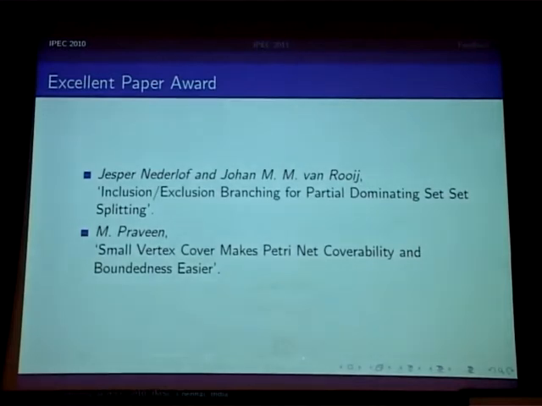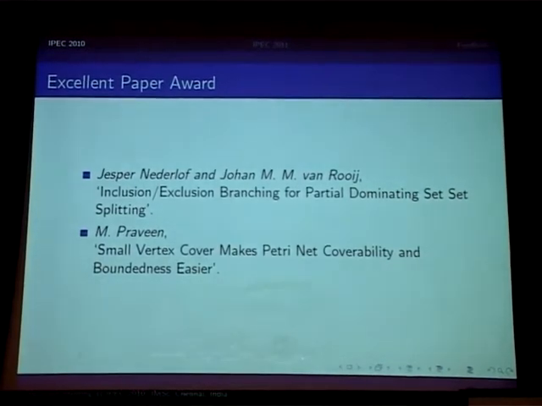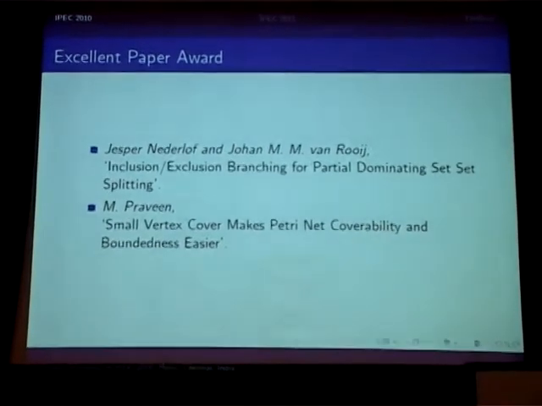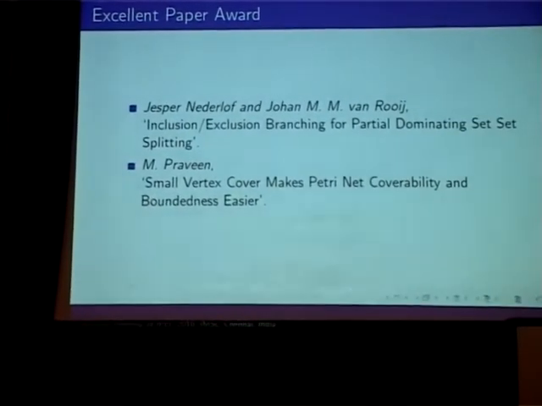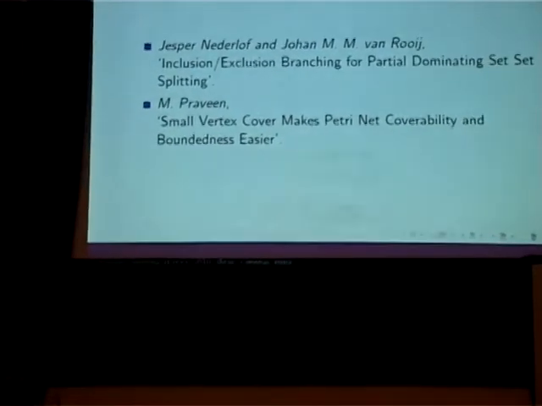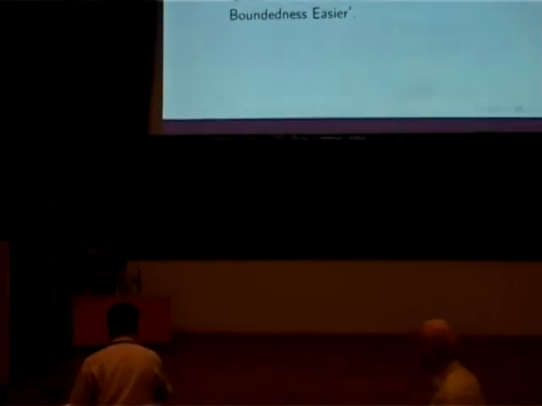There were a lot of discussions in trying to select the winner for the Excellent Paper Award. We couldn't really break ties, so in the end we decided that it will be shared by these two papers. Now I would request the authors to come and collect this award, and Mike to present it. The first paper is by Jesper Nederlof and Johan van Rooij, Inclusion-Exclusion Branching for Partial Dominating Set and Set Splitting.